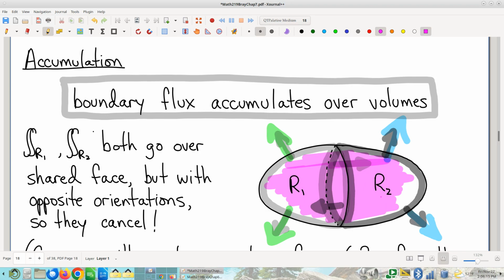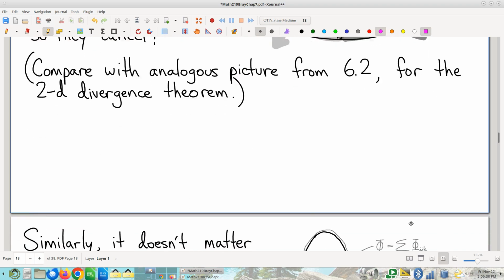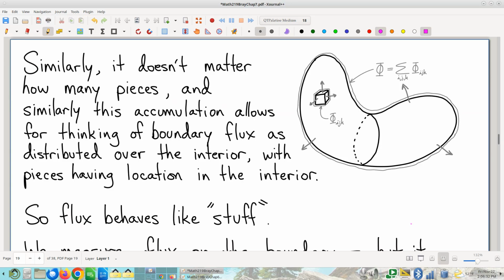We have an accumulating quantity, and we basically, therefore, already have a new theorem. Boundary flux, being an accumulating quantity, can be thought of as stuff distributed through the interior. You don't have to think of it that way, but you may think of it that way, and I suggest that we do.